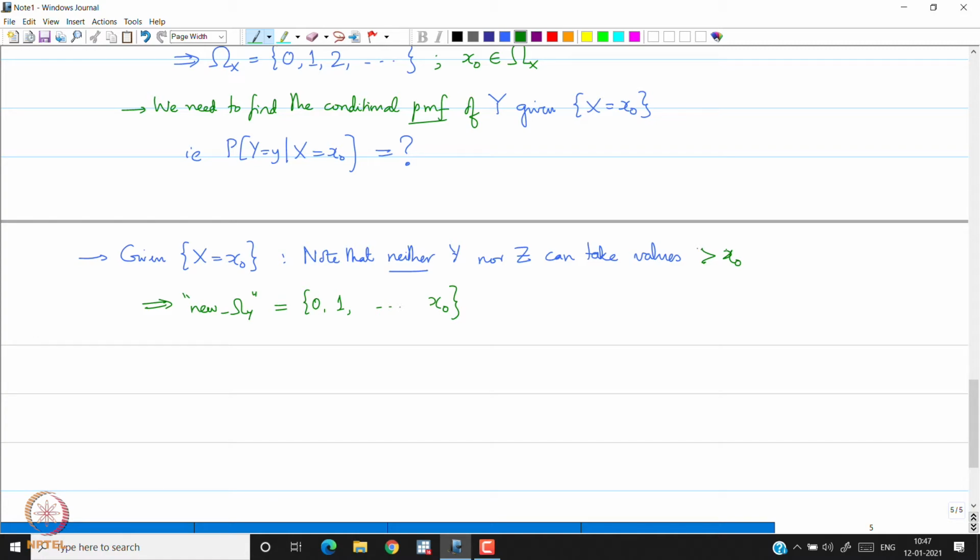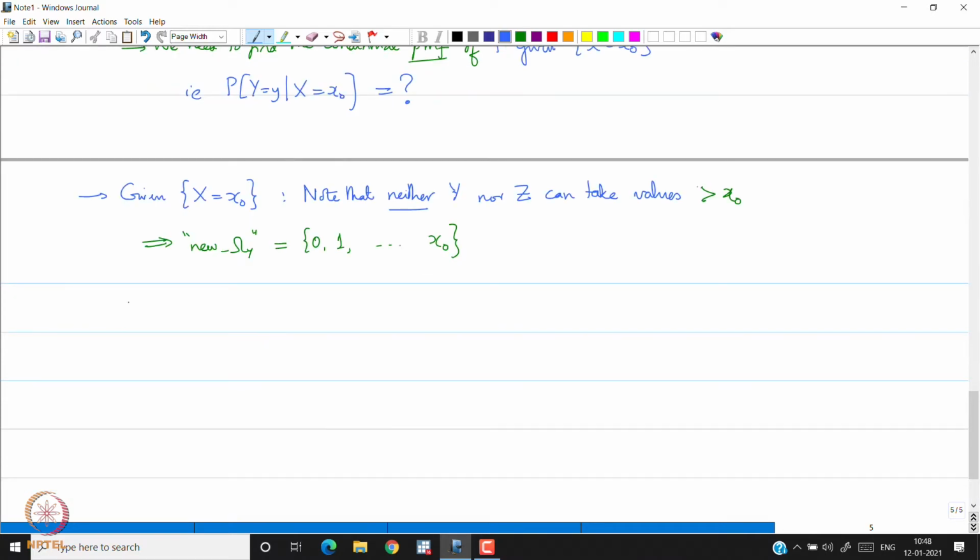So for example, if you are told that capital X has taken the value small x naught and capital Y has taken the value 0, that means Z must have taken the value also equal to x naught. On the other hand, if you are told that capital X is x naught and Y also took the value x naught, that is only possible when Z takes the value 0. So therefore this small y, the argument of this, the value for which we are finding this conditional probability, has to be in this set Ω_Y.